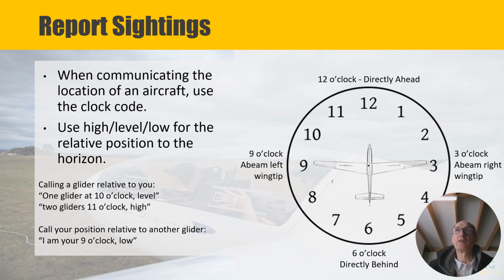When you do see something though, you can use what we call the clock code. So if something's directly ahead of you, you say it's at 12 o'clock. If something's to the right of you, it's 3 o'clock, and somewhere in between it could be 1 or 2 o'clock. We also say, well, it's at 2 o'clock high will mean it's to our right and it's above the horizon somewhere. Or if we say 8 o'clock low, it will be behind us and to the left, but below the horizon. You can let someone else know where you are, or you can also listen out for where they are.